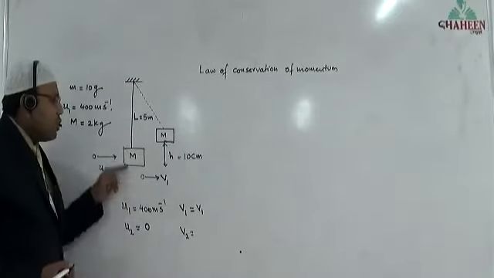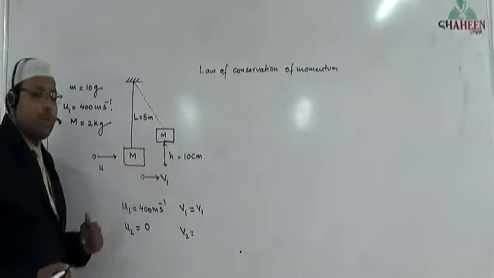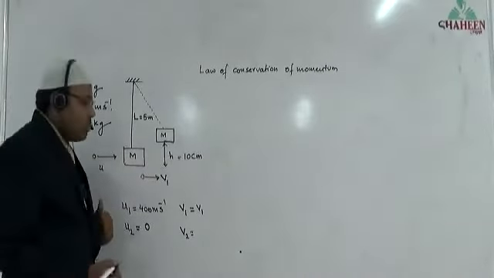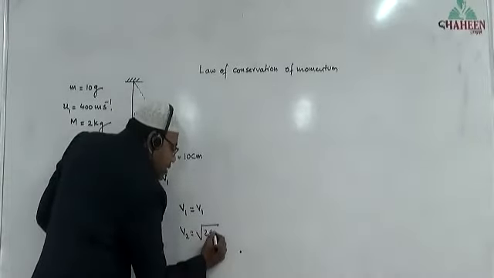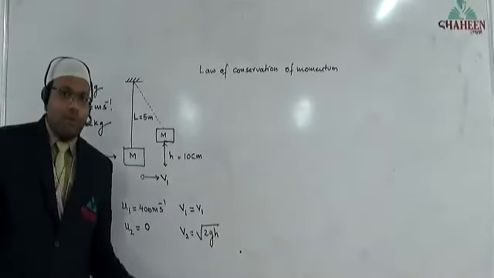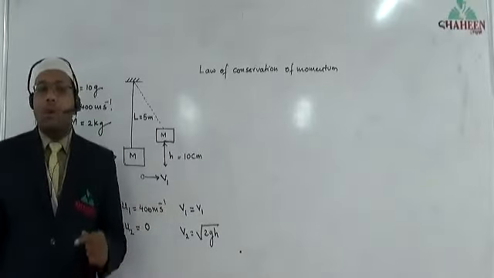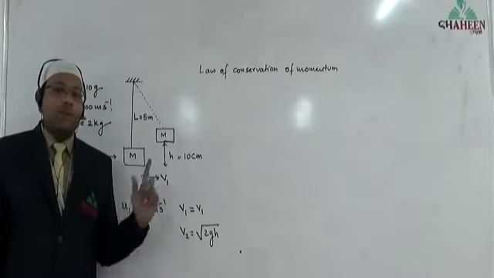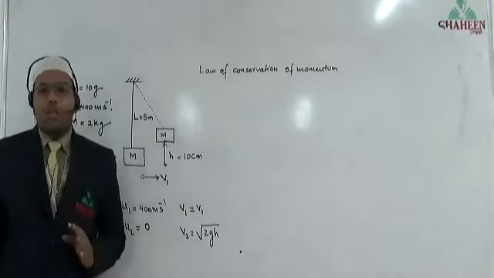V2 is the velocity of the block after collision. So what is the velocity of the block after collision? I told you just now, it is under root of 2gh. We have seen it, I showed you with the block and with the bullet. So after collision, if it is rising to the height h, then the velocity will be under root of 2gh. I hope it is clear.